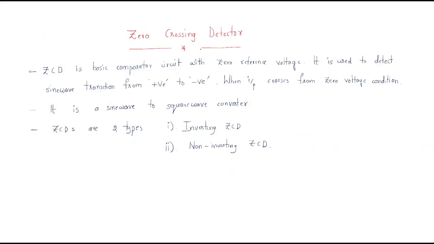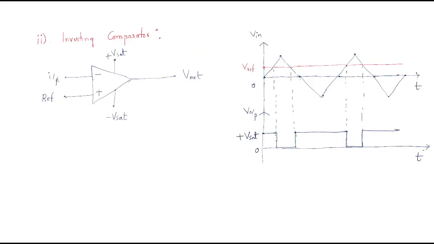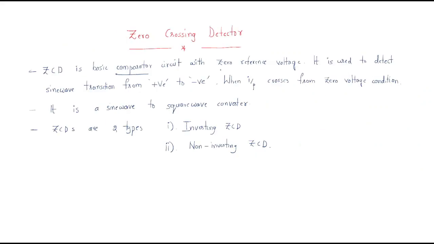The next is the zero crossing detector. The name itself says it: whenever the input crosses the zero point, it detects it in the output. So that is simply called a zero crossing detector. A zero crossing detector is a basic comparator circuit with zero reference voltage. In the last comparator circuit we discussed, we had some reference value, but here the reference voltage itself is zero voltage.